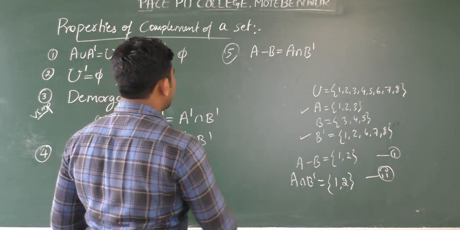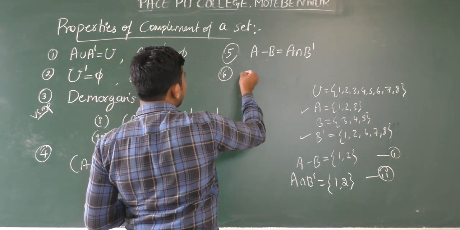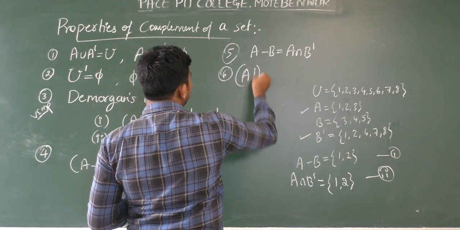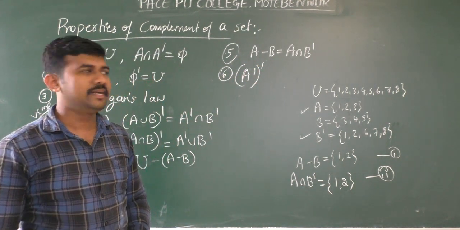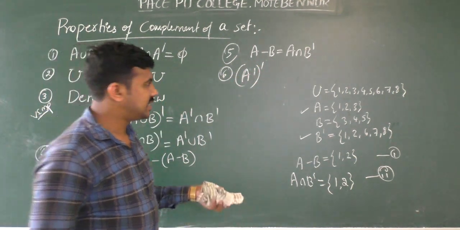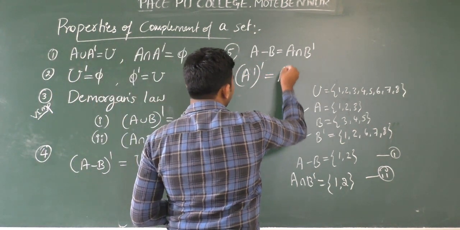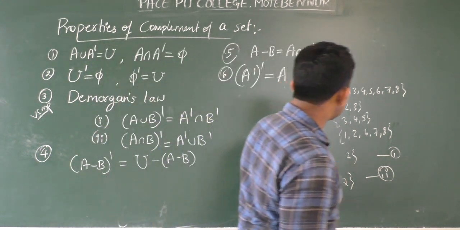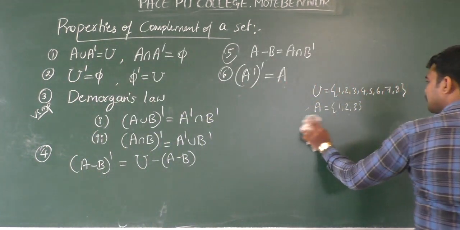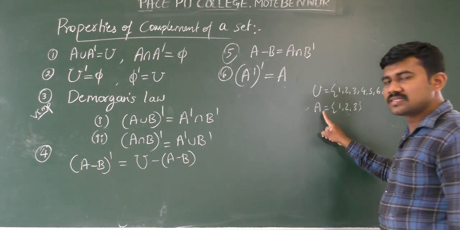Okay. Now the last one and also a very important rule, that is complement of a given set, or double complementation of a set we can say. So what is double complementation of a set? This is same as the given set A. So for that, consider the same example here. This set is A we have.